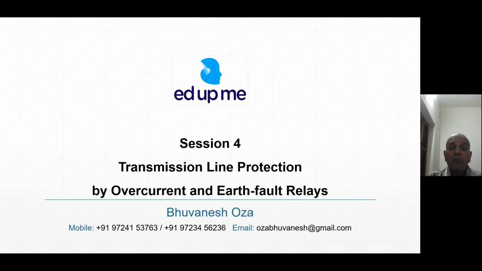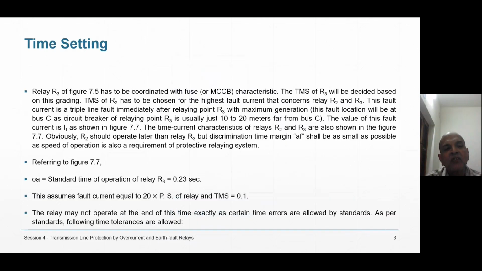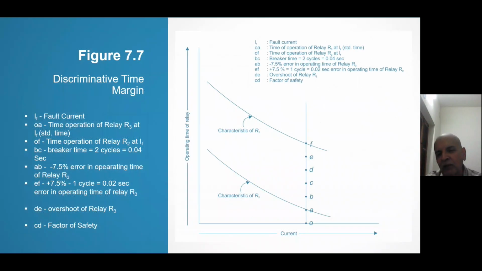So here we will see the rules of time setting of relay. Now it's very clear that the last relay R3 should operate first. But R2 should not operate after an hour or after a day or after 100 years. It is also time delay, but it has to operate as fast as possible. So what is that fast? That we have to see.